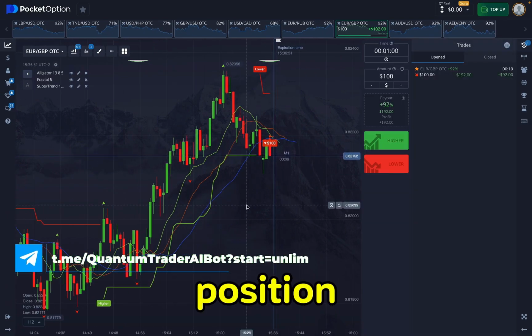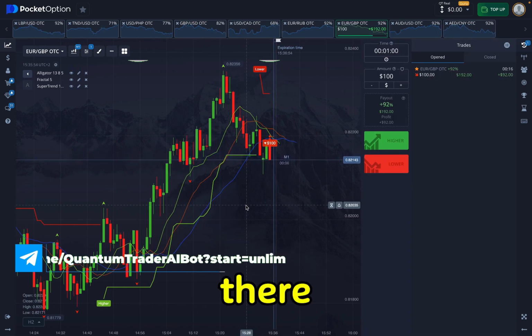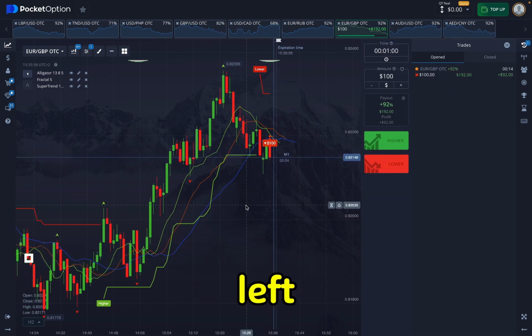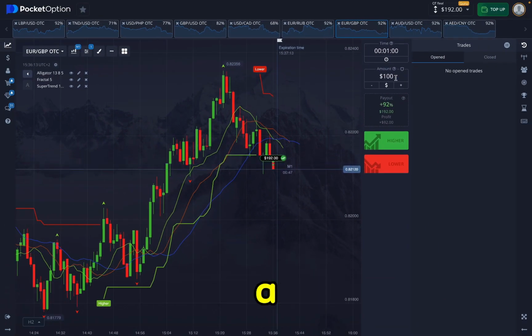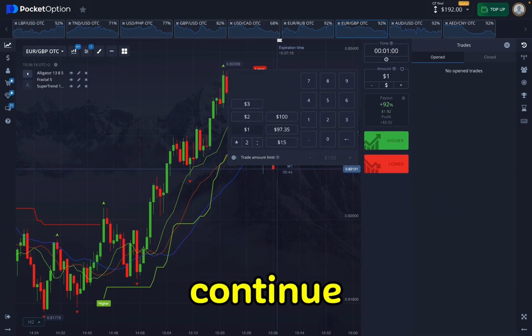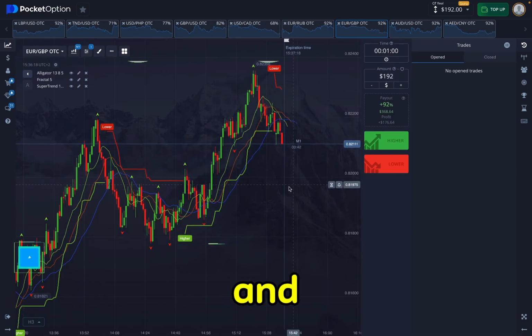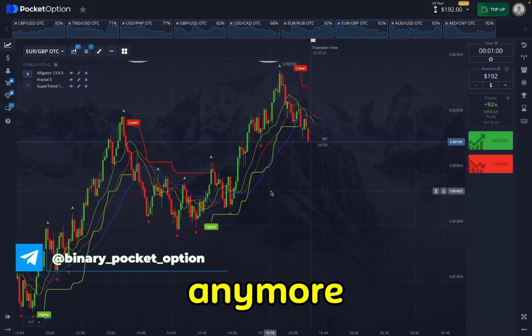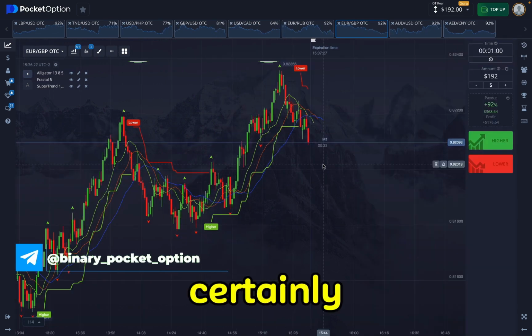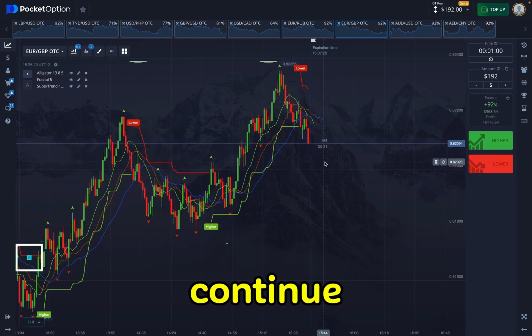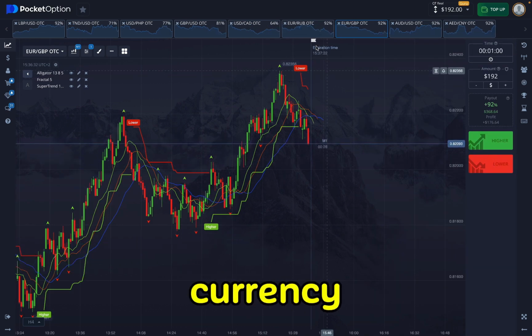The first position closed in the negative. There are about 10 seconds left to the end of the second position, and the position closes in plus without any problems. Of course, here I had a chance for a mistake, but I will continue to open on the maximum amount of balance, and I will not make such mistakes anymore. I will show you the ideal entry points that will certainly work. Let's continue and pick up the next currency pair.